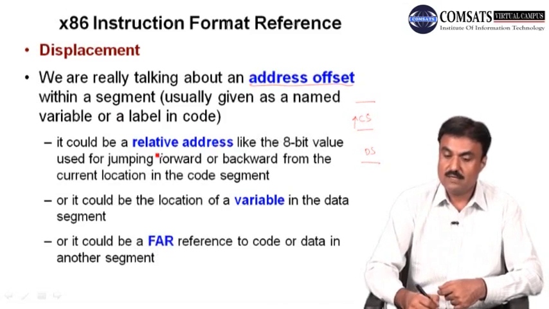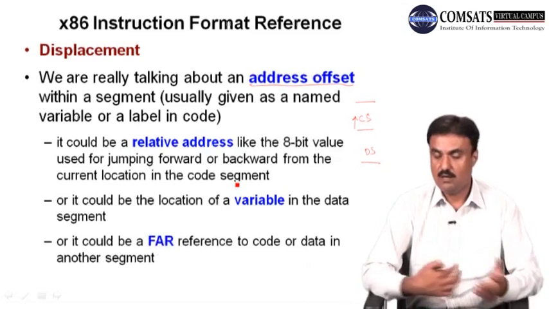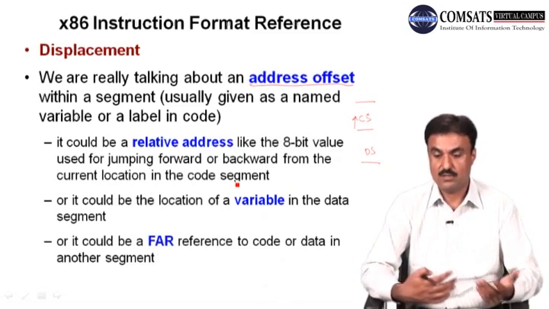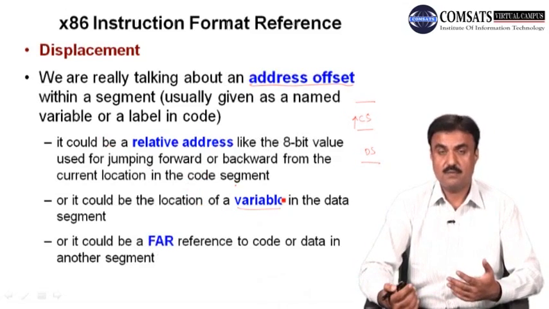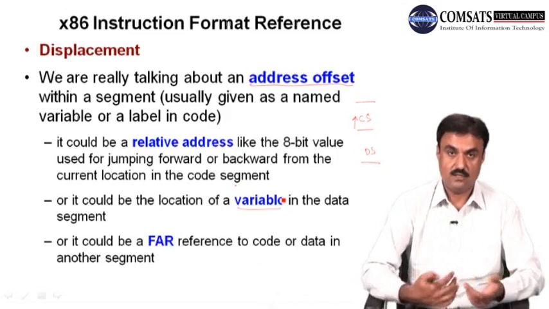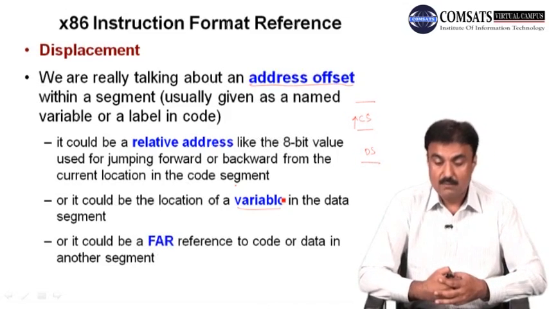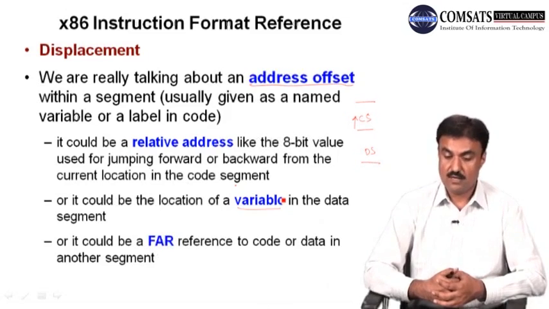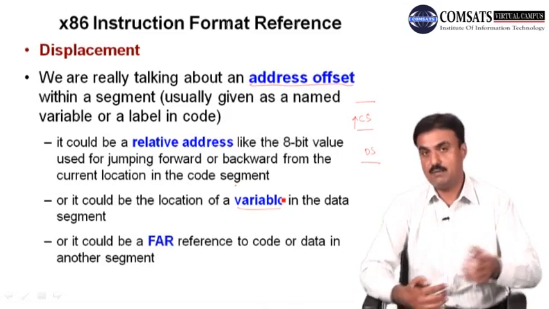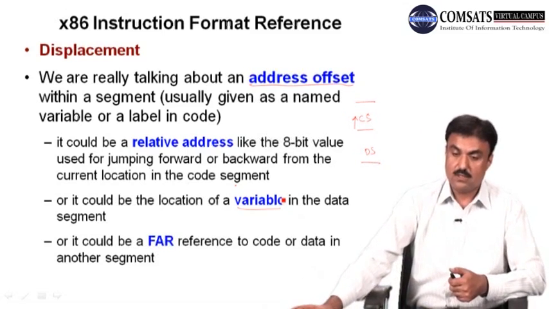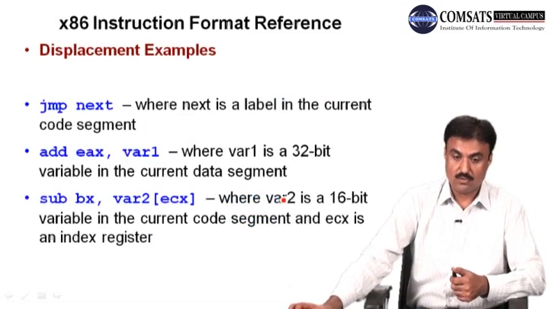It could be a relative address, like an 8-bit value used for jumping forward or backward from the current location in the code segment when we are using labels and so on. Or it could be the location of a variable, like in the data segment, a memory address of the variable. Or it can be a far reference, where we want to refer to code or data in other segments. So this is the displacement we are talking about here.